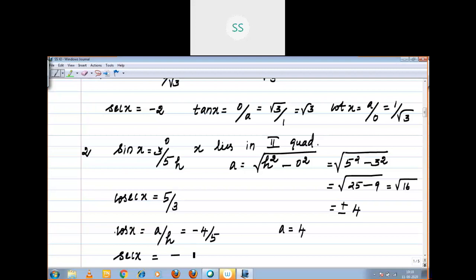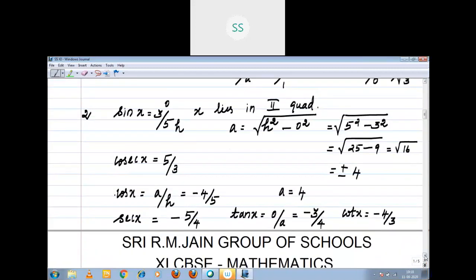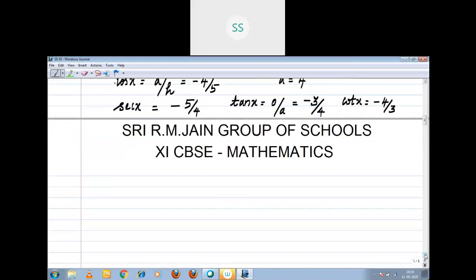Secant x: write the reciprocal of this. So what is your answer here? Minus 5 by 4. Tan x equals opposite by adjacent, minus 3 by 4, right? Then cot x is adjacent by opposite, or you write it as the reciprocal of this: minus 4 by 3. Got it, children? You have to be very careful. Using the quadrant only, we are getting the other five trigonometric functions. Right? Question number 3.